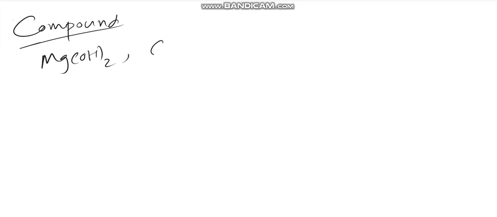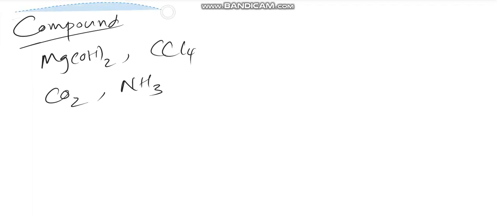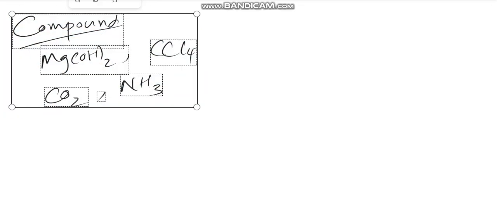Next one is compound. So what is a compound? A compound is made of two or more different types of elements. When they are chemically bonded, you get compounds. So magnesium hydroxide is a compound. CCl4 is a compound. Carbon dioxide is a compound. Ammonia is a compound. Two or more different elements. This is a very common one. It's very easy, right? So compounds are just made of two or more different elements.